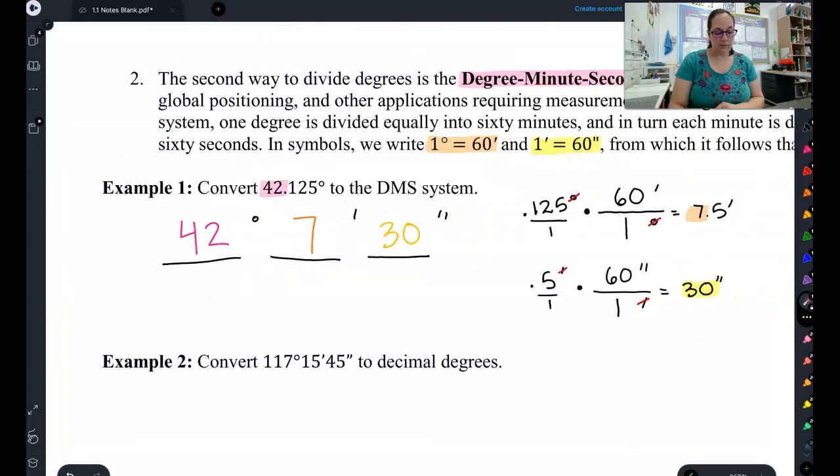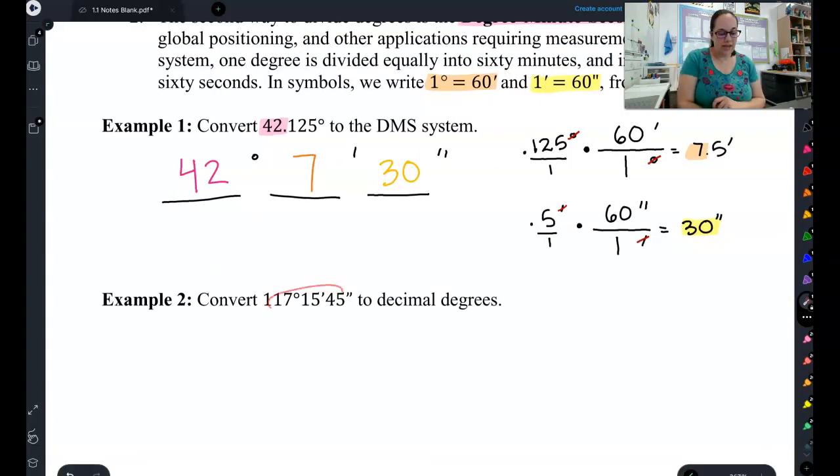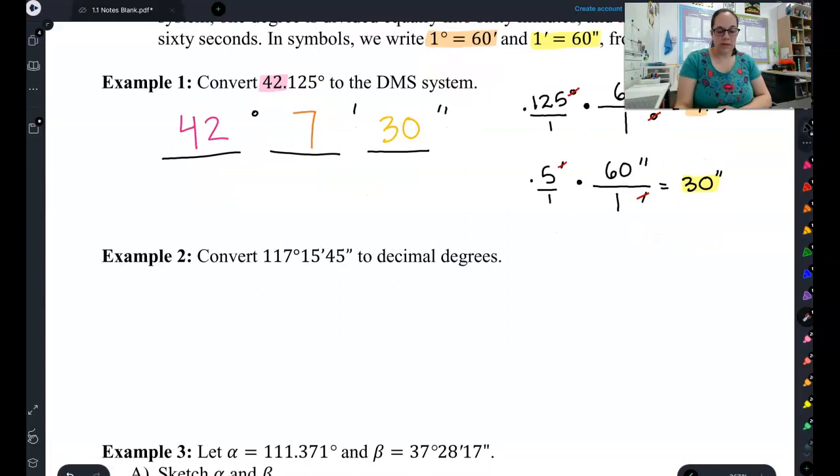Now that we've gone one way, let's go the other way. Let's take DMS and convert it into decimal degrees. So I'm going to take my 117 degrees, and what I want to do is convert the minutes and the seconds back into degrees, so then I can add them all together. So first thing I'm going to do is take that 15 minutes, and I want to convert these minutes into degrees so that I can add them together.